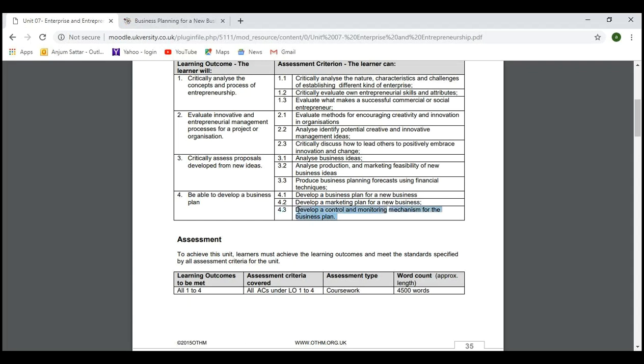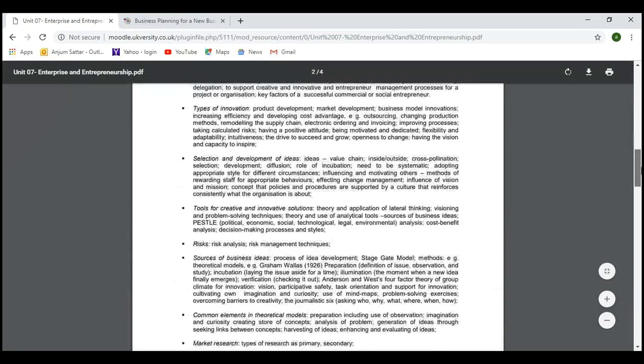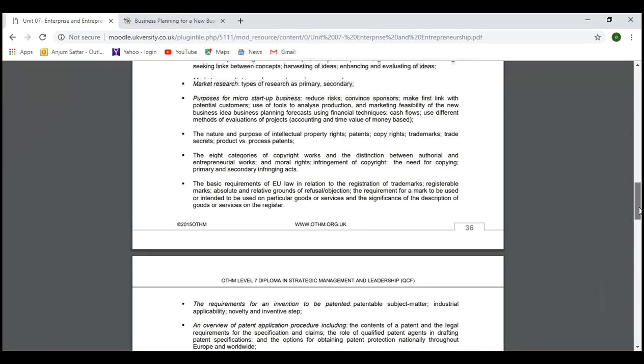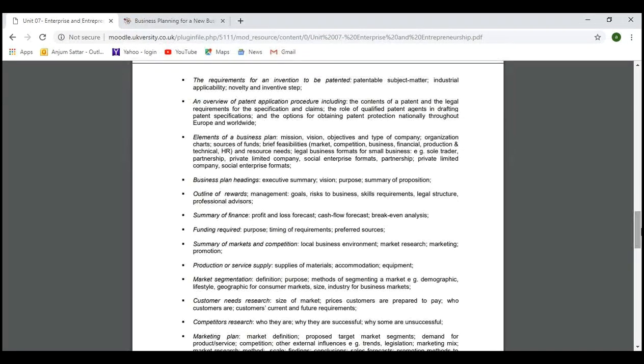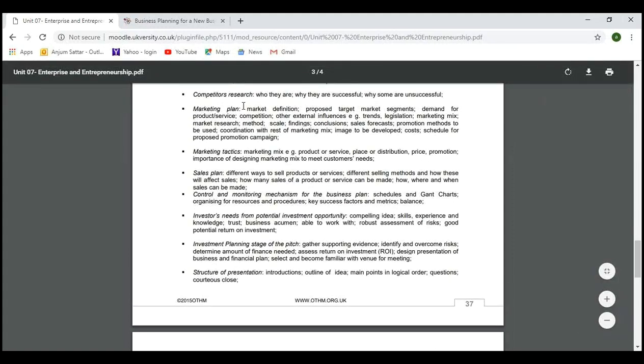Because if you make a plan but there is no control, it's very difficult to monitor the performance of your business. That's why control is a very crucial element of a business plan, which we will go through as well. When you look at the indicative contents for this unit, we have the marketing plan. Marketing definition, target market, segment, marketing mix: all of this comes under the marketing plan.